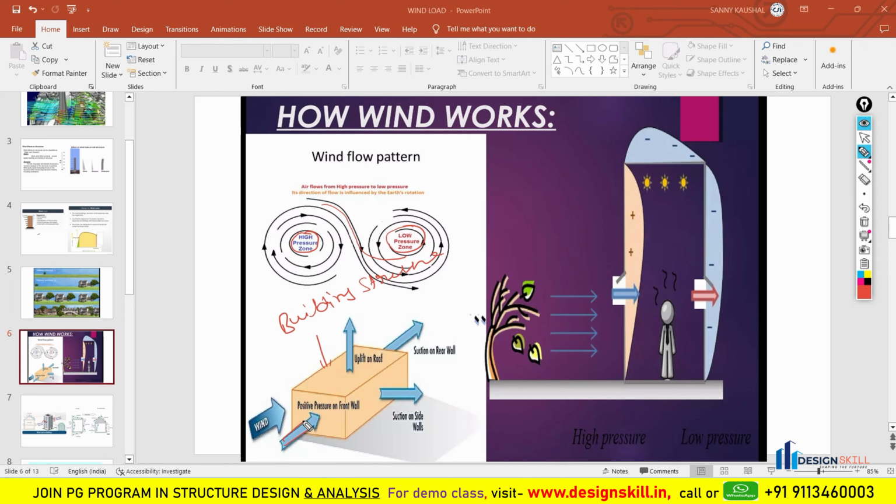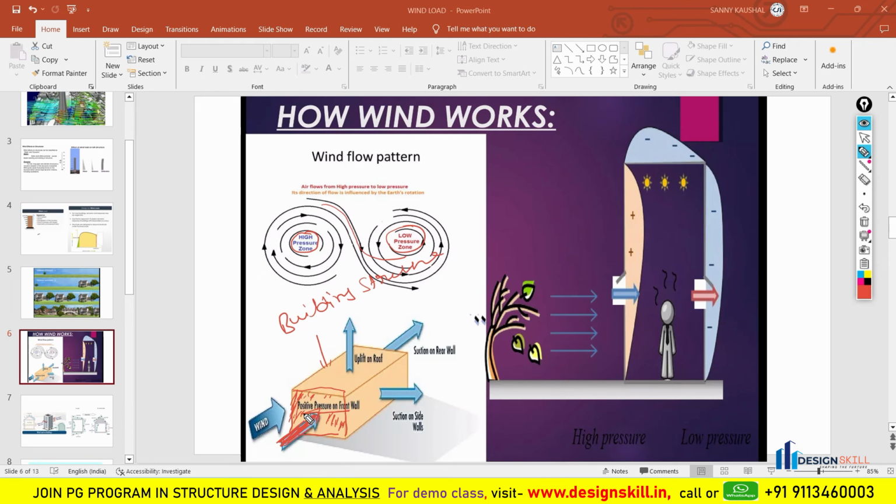Here, from here the wind is going to flow. So this is the direction of the wind. Now if you look at that, this is the exposed area of the structure where the wind is going to affect it. So here the positive pressure will be created on the front wall, because this is the exposed area of the wind.